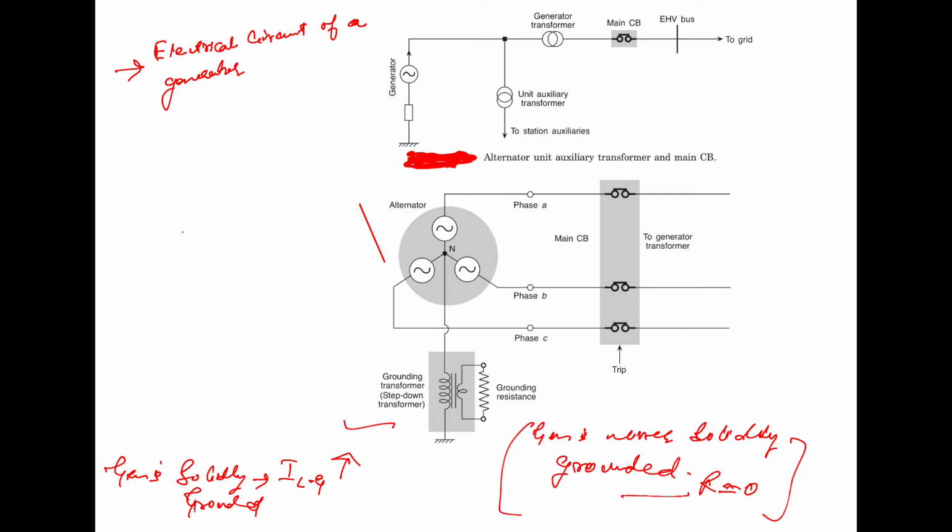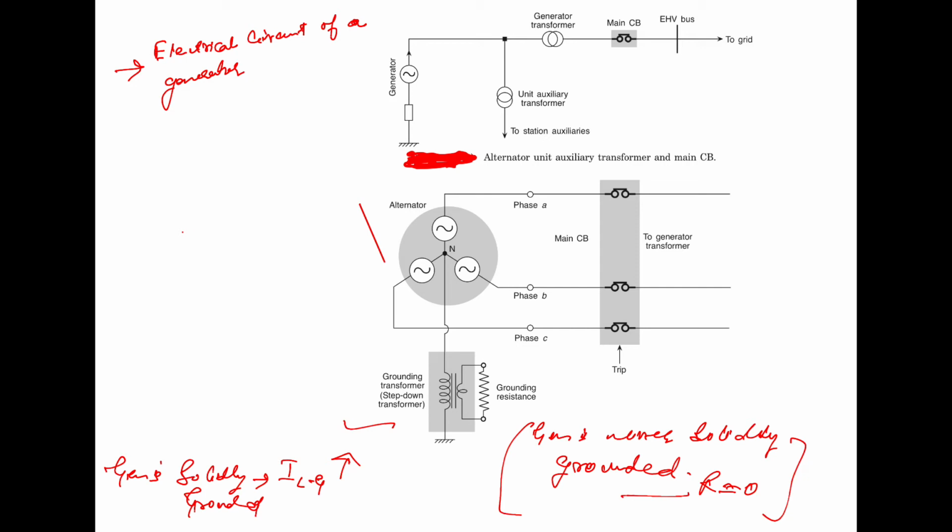So to prevent that, it is not solidly grounded, because otherwise the single line to ground fault current would be dangerously very high. Apart from the high value of the fault current, the resulting asymmetry in the rotating magnetic field inside the generator would cause unacceptably large vibration and result in mechanical damage to the rotor.